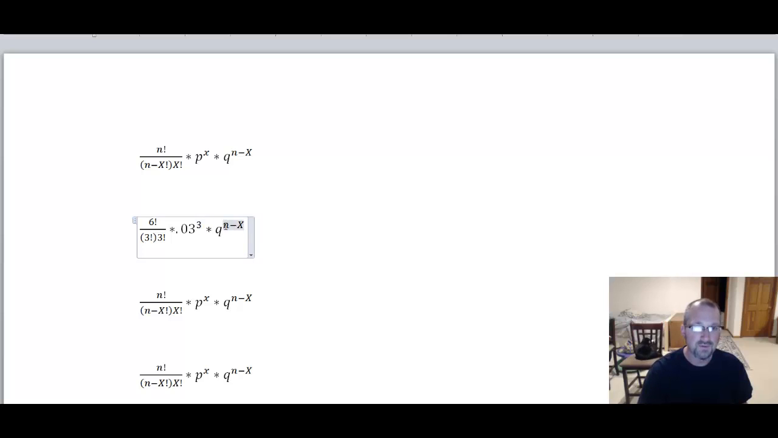And then you'll notice our n minus x, this would be 6 minus 3, which simplifies down to 3. And the q, which should be our complement to the success, this would be 97%. Whoops, typed the wrong numbers.